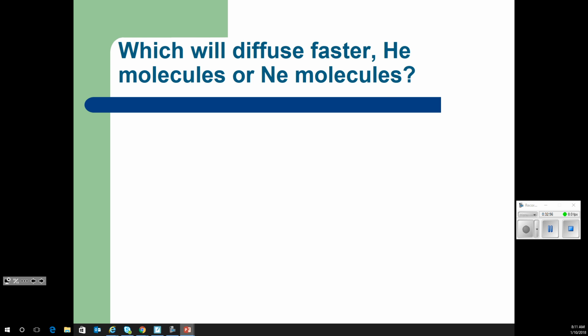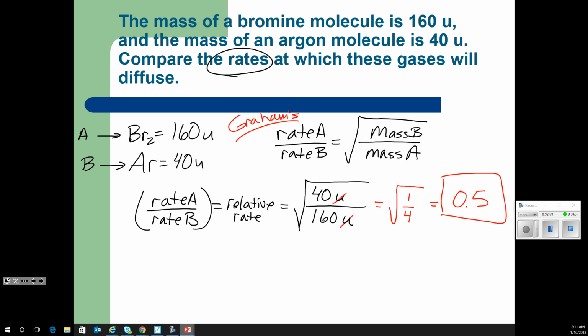Wait, so 0.5 was rate A? No units. No units. It is the relative rate. Wait, so then what is rate A and rate B? Sometimes we're solving for one of these. But if we're not, what we're solving for is the relative rate: how fast is one compared to the other? If you're trying to find rate A, you would times by rate B, and it would have a unit, like meters per second or whatever.